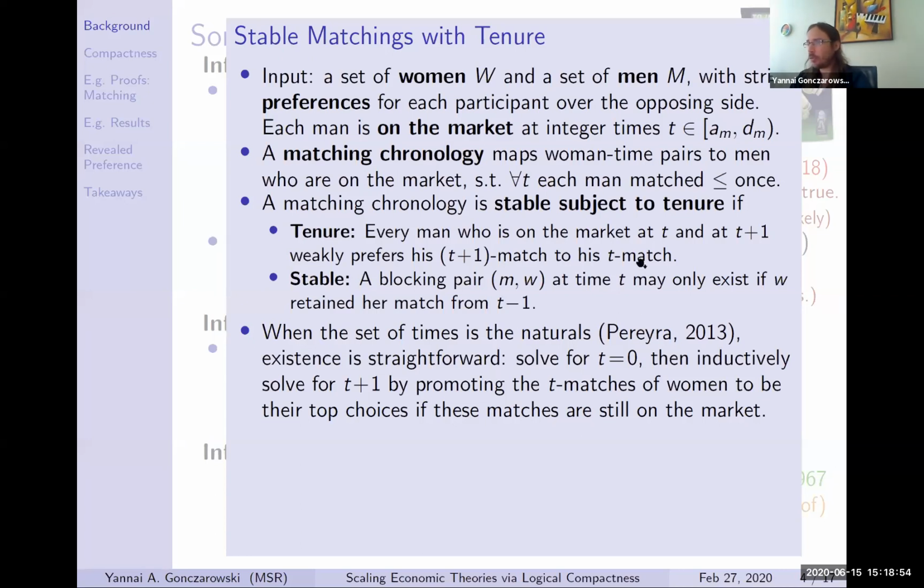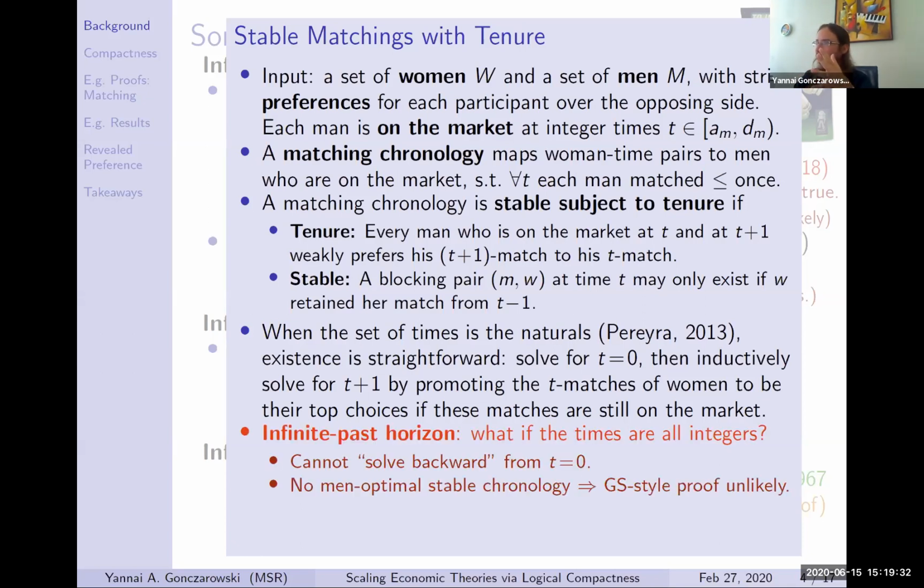When the set of times is the natural numbers, it's the Games paper by Pereira, 2013. Existence is pretty straightforward. You solve for time t, where you don't have any tenure constraints, you just run deferred acceptance. Then you inductively solve for t+1 by running deferred acceptance, but treating the matches of women from the previous time as their top choices in the current time. That way you know that women will never throw out men they were matched with unless men propose to women they actually prefer. But that crucially depends on being able to start our induction at t equals 0, where we have no tenure constraints.